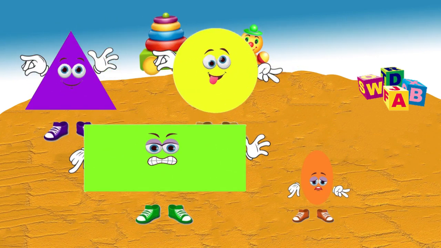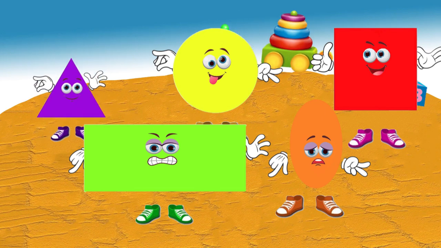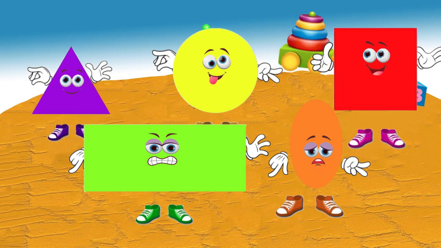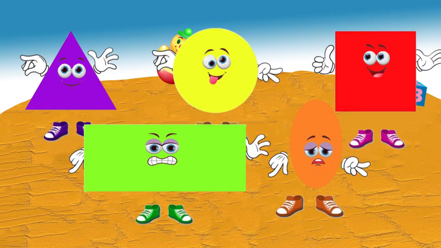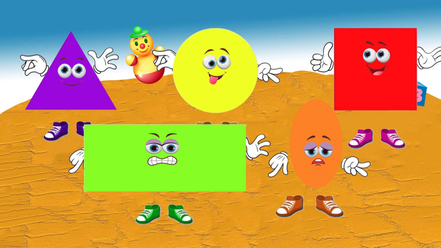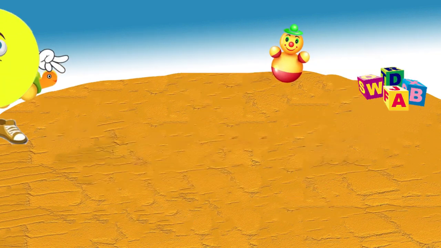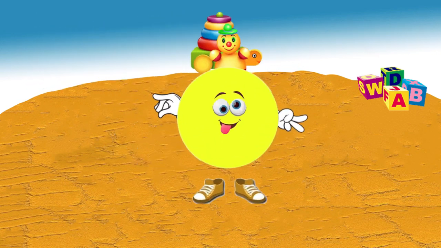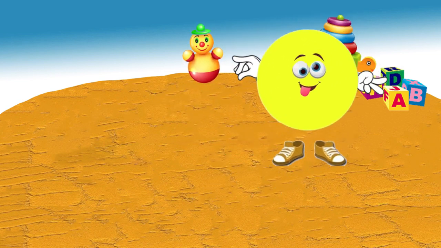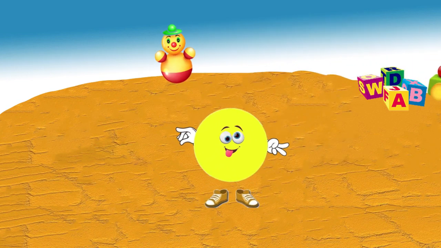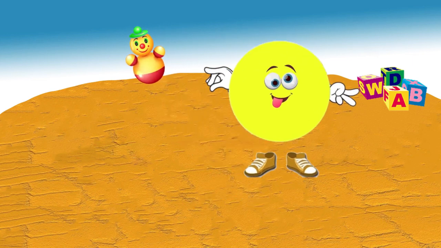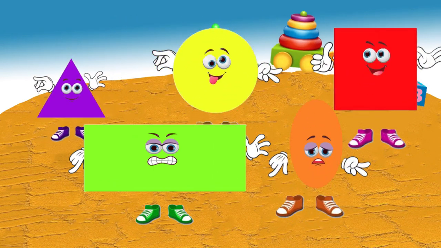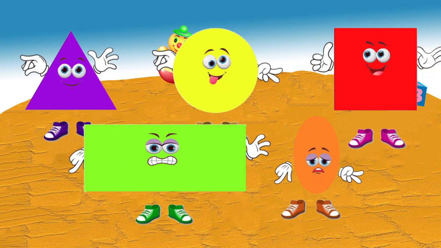We are shapes. Yes, we are shapes. Triangle, rectangle, circle, oval, square. I'm a circle round and round, round and round. I'm a circle round and round, and round and round I am. Triangle, rectangle, circle, oval, square.